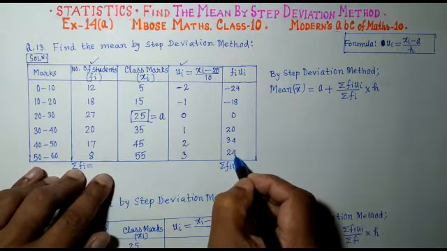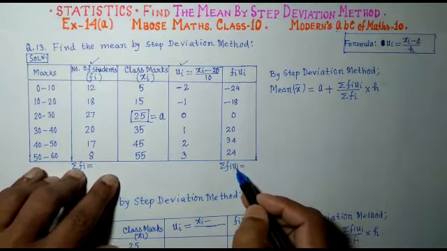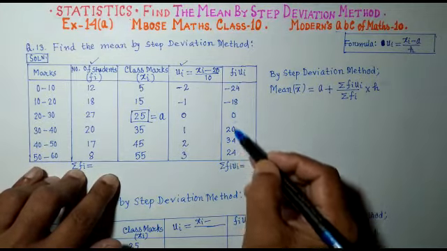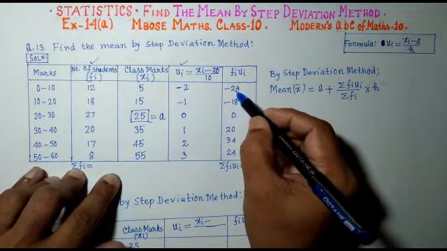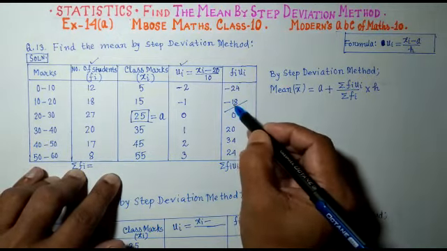Now we have to find sigma fi ui. Sigma fi ui is the sum of all the values of fi ui. How do we find this sum? First we will add all the minus numbers. Here are minus 24 and minus 18.